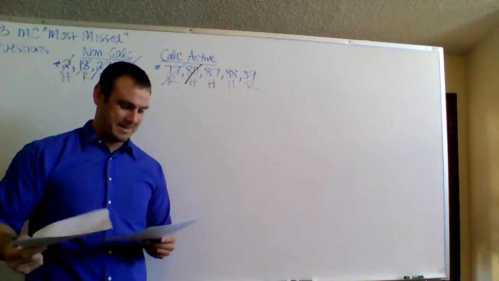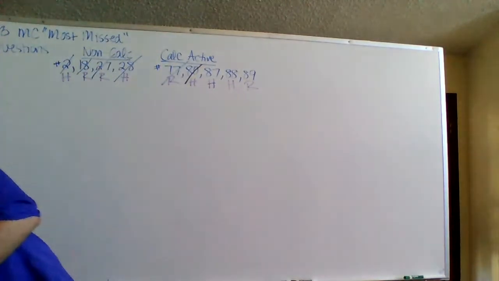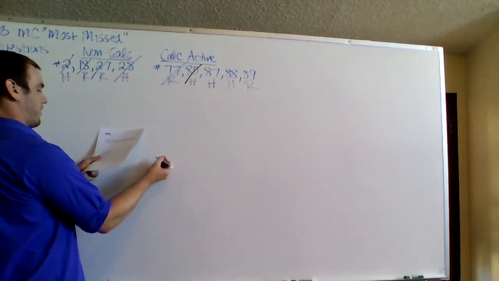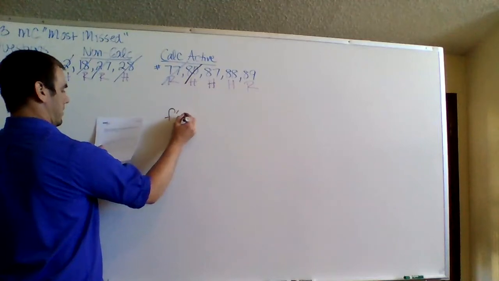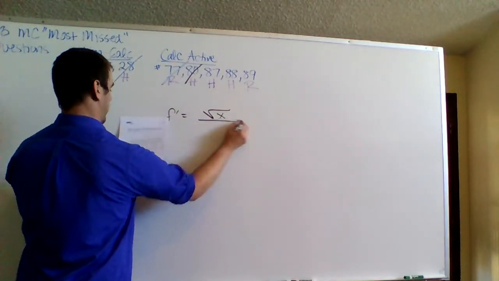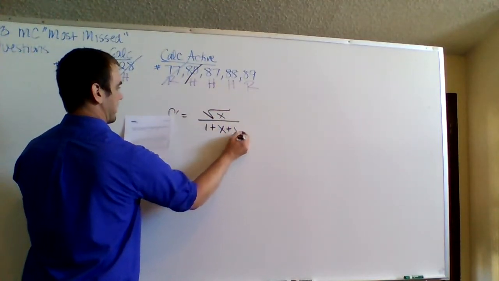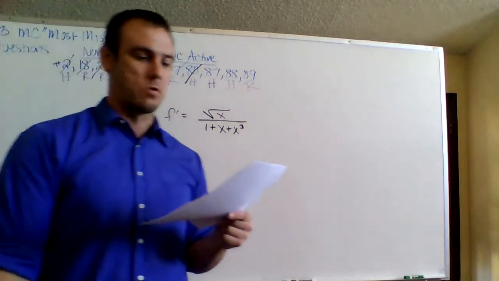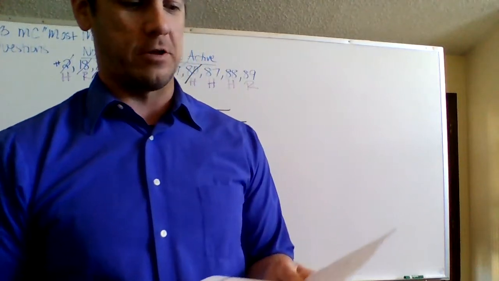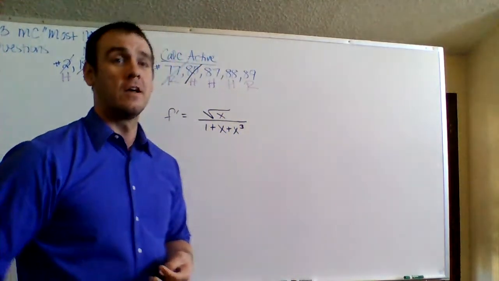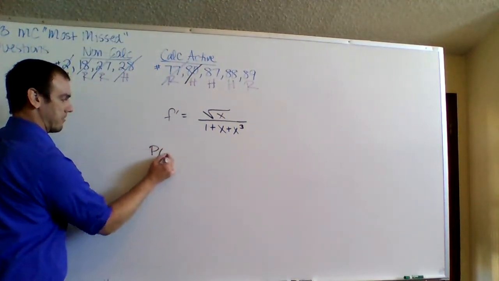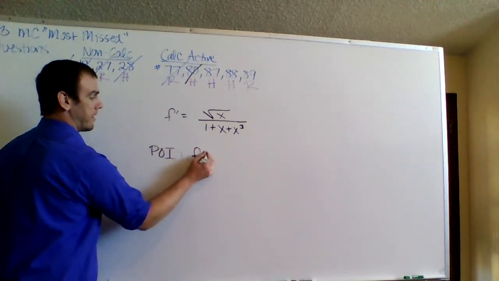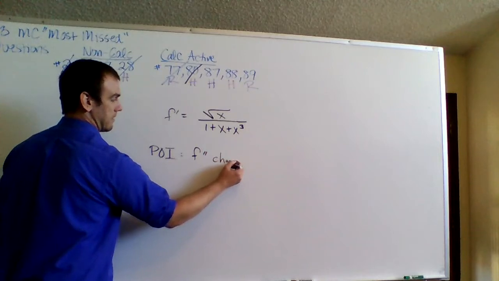Alrighty, number 87. Now we're actually going to use our calculator, Calculator Active. The function f has a derivative given by f prime equals the square root of x over 1 plus x to the third. What is the x coordinate of the point of inflection for the graph of f? So guys, if I'm thinking point of inflection, points of inflection occur if f double prime changes sign.